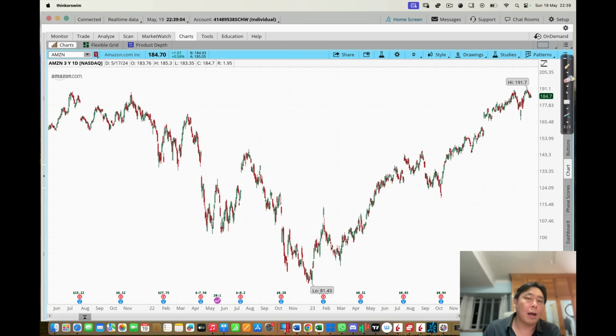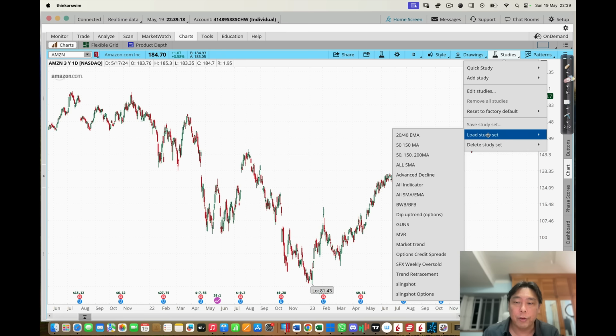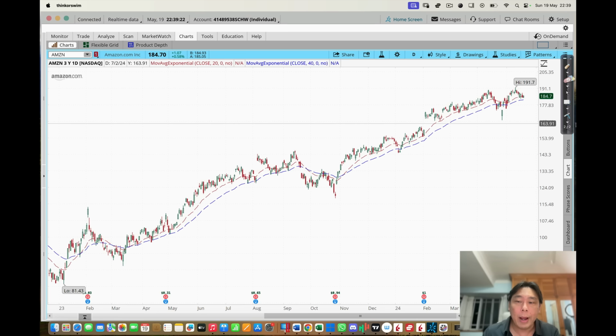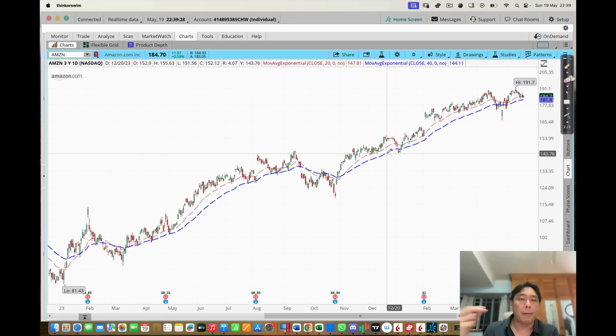Now, a lot of traders out there, they like to use shorter term moving averages, especially exponential moving averages. And you could do that, but it tends to measure the shorter term trends. For example, let me put in the 20 and 40 exponential moving average. Boom, there we are. So the red dotted line is the 20 exponential moving average, 20 EMA, and the blue line is the 40 EMA.